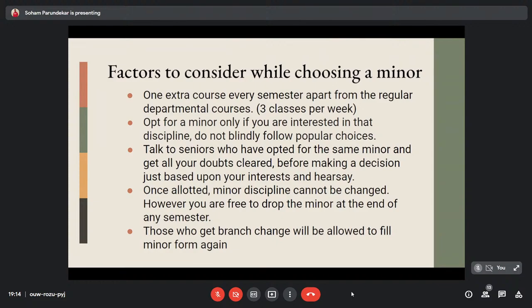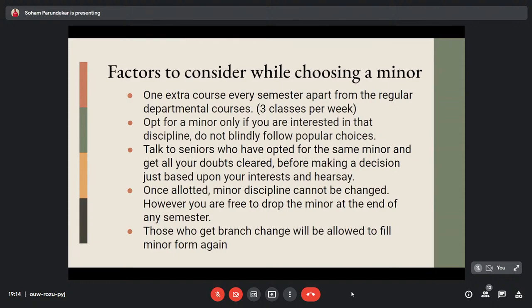Then once allotted, you cannot change a minor. That is very important to remember. So make sure you make the right decision, you talk to the right seniors. But you can drop the minor at the end of any semester if you are not interested. And the last important point is that if your branch changes, then you don't have to worry. Right now, fill the minors according to your current branch. If your branch changes later on, you get a new form and you can fill the new form according to your new branch. No need to panic at that time.